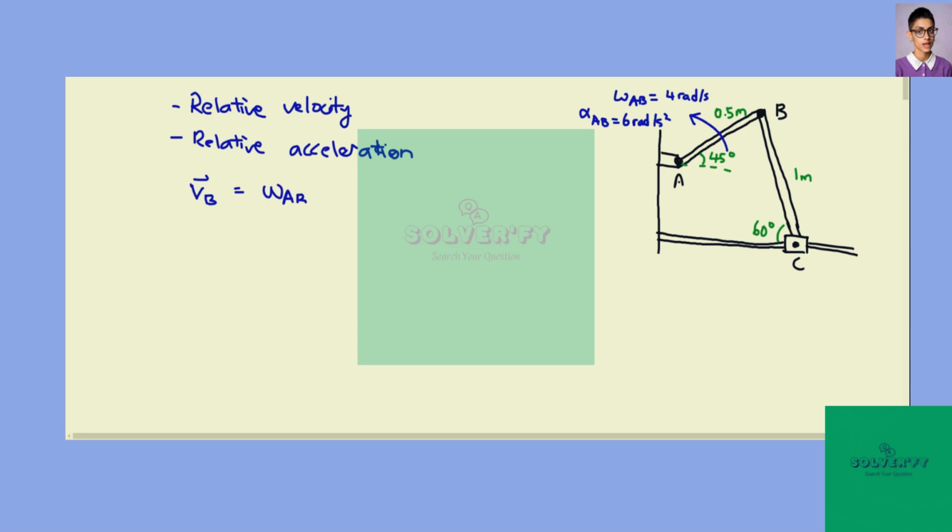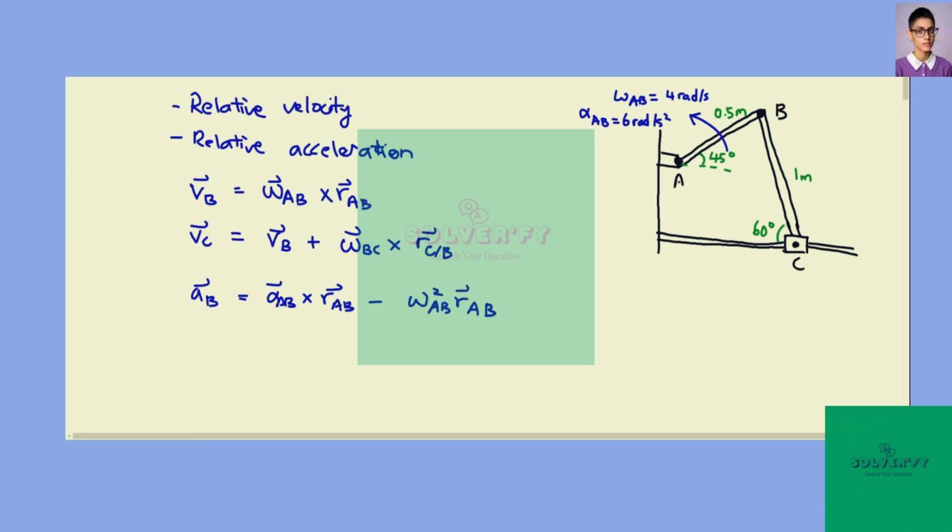The relevant equations in this question will be: VB equals omega AB cross RAB, and VC equals VB plus omega BC cross RC relative to B. For acceleration, AB equals alpha AB cross RAB minus omega AB squared RAB, and AC equals AB plus alpha BC cross RC relative to B minus omega BC squared RC relative to B. So we're using these four equations in this question.